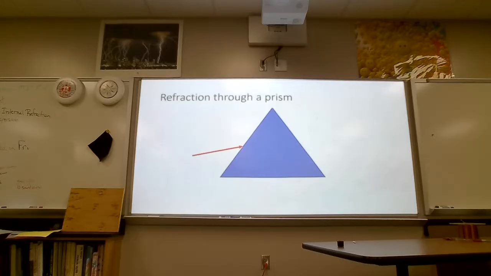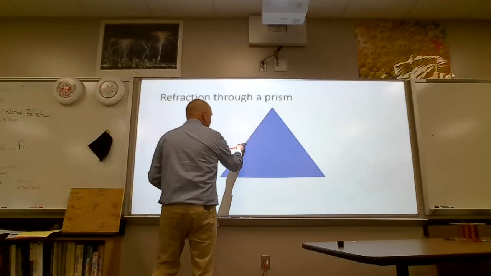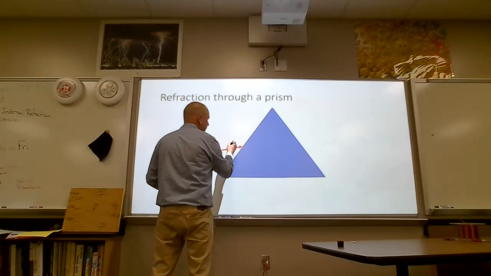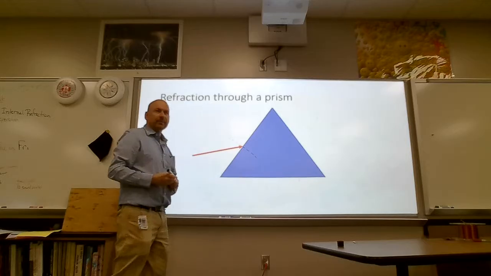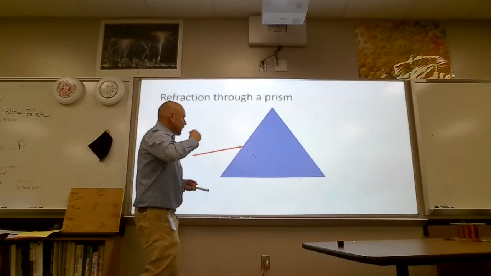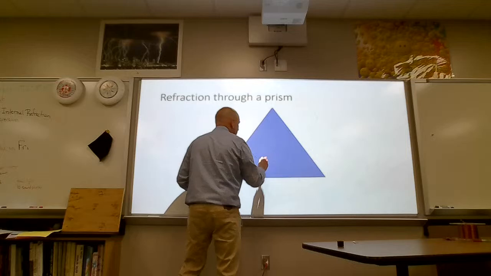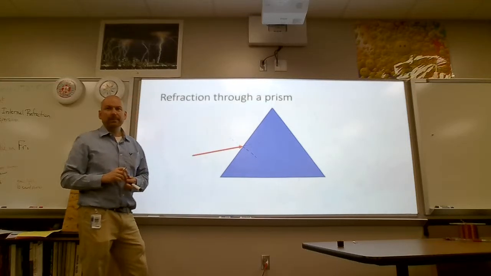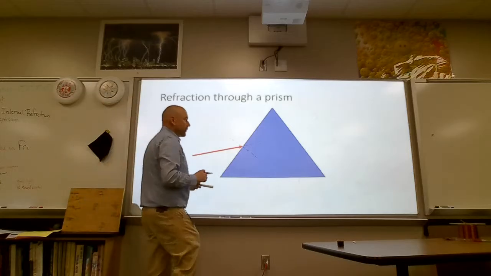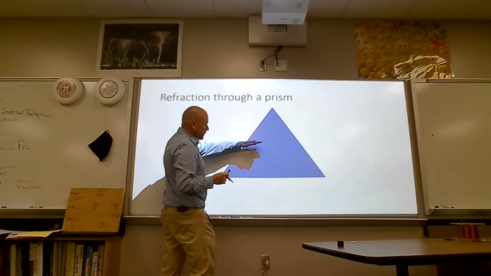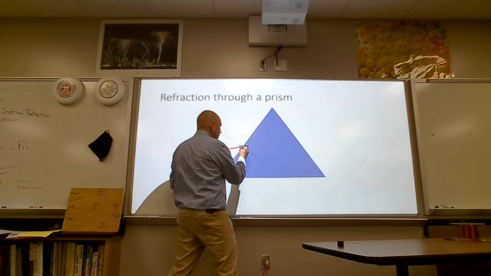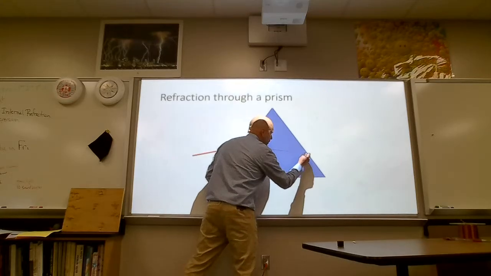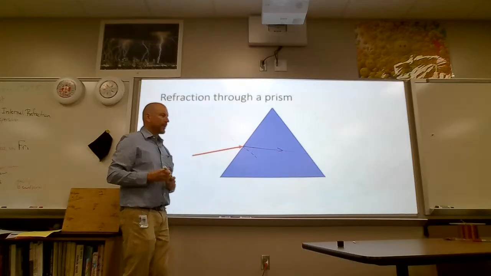Show me the normal line for this first face. I want it perpendicular to this surface. Does that make sense? Okay. Here's no refraction, straight through. What is it going to do? Bend away or towards the normal line? It's going to bend towards the normal line. So this would be towards, this would be away. You okay with that?